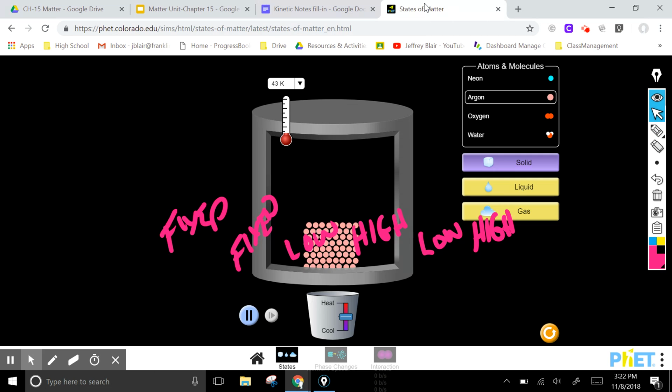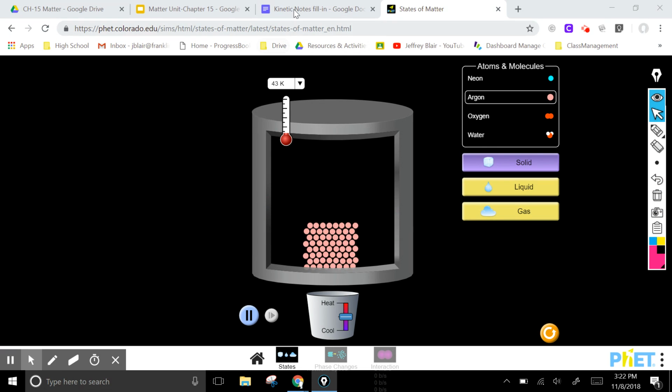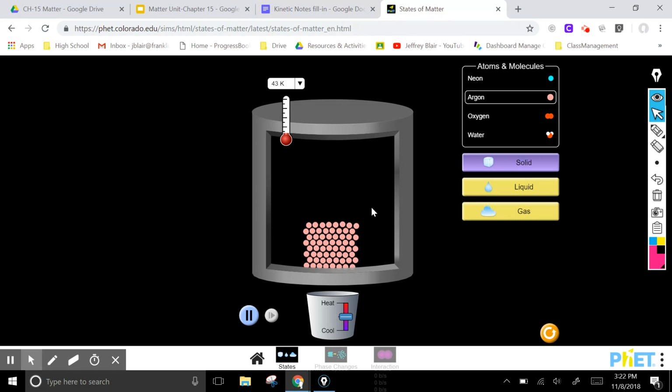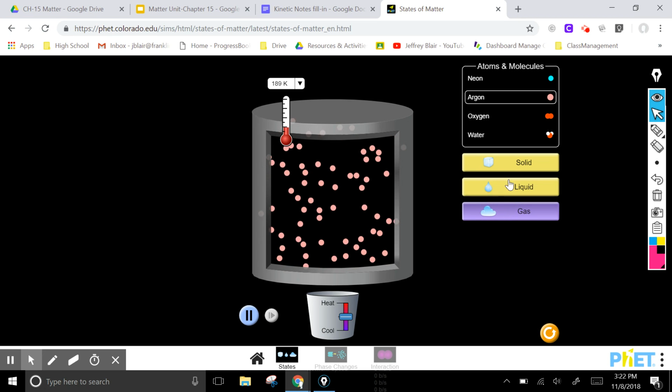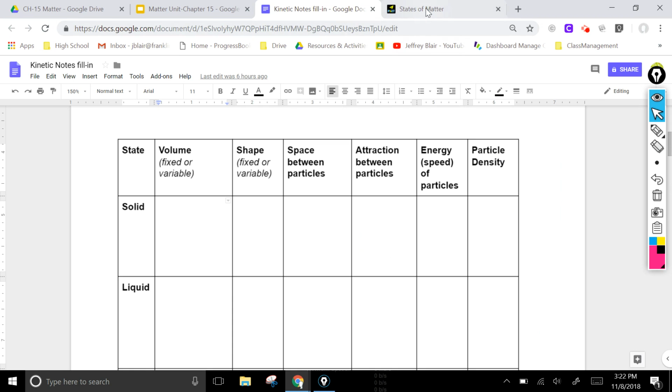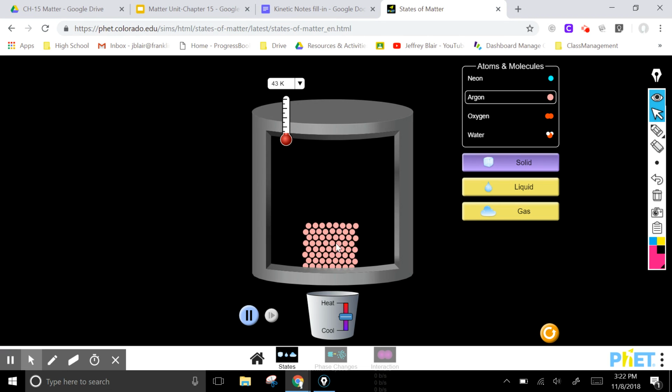So let's look at that. We said that the space between particles is low in a solid, and here it is. The space between particles versus a liquid and the gas, the space between particles is low. The attraction between particles in a solid, there's more attraction between the particles than in a liquid and a gas. That's what makes them so rigid.